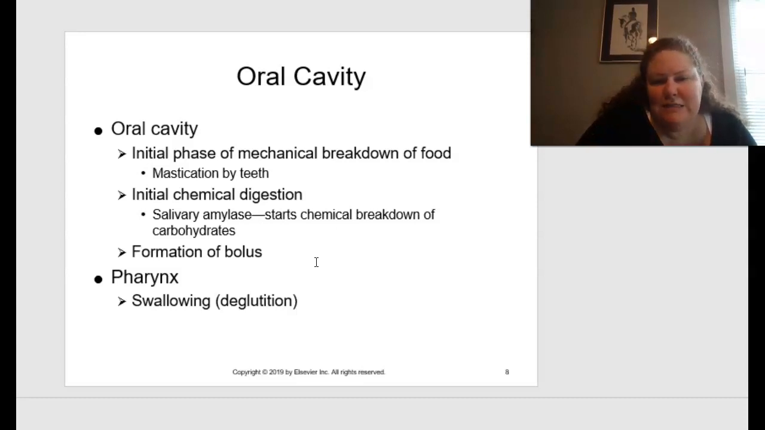We then have the pharynx, and this is where we're going to swallow, and this is called deglutition as well. And that's where it's going to start its travels, right?